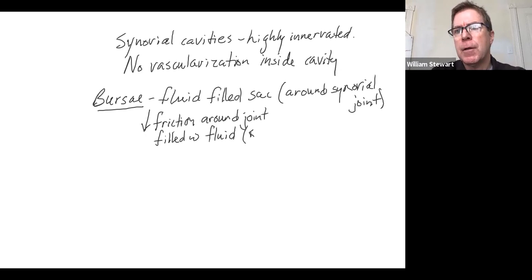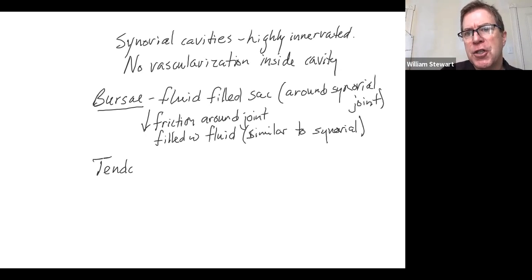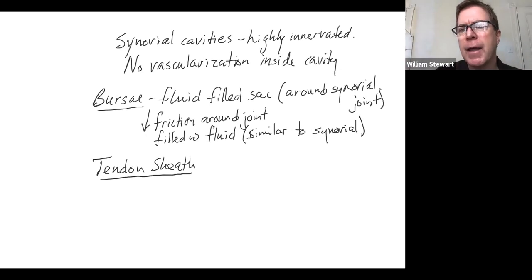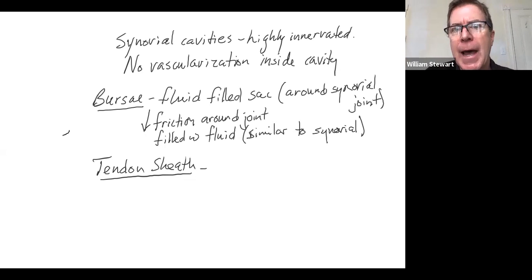I'm just going to write similar to synovial fluid. You might not have heard this one before. A tendon sheath is basically the same thing as a bursa, only it wraps around a tendon, sort of like a bun around a hot dog. So it's not just, a bursa would be a fluid-filled sac like this, in which a tendon might ride over the top.